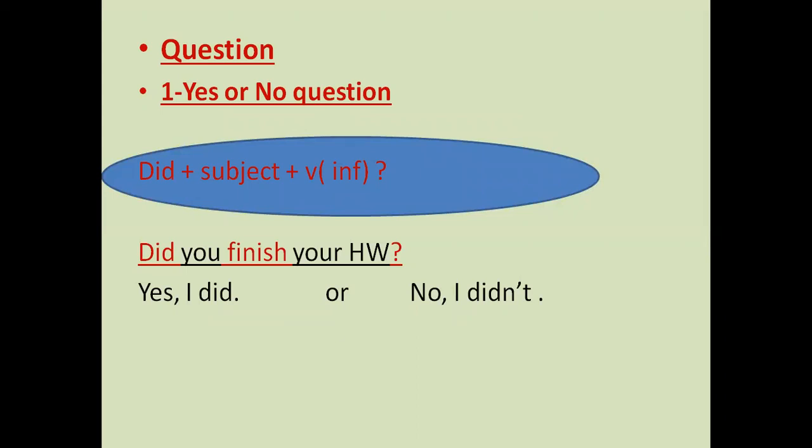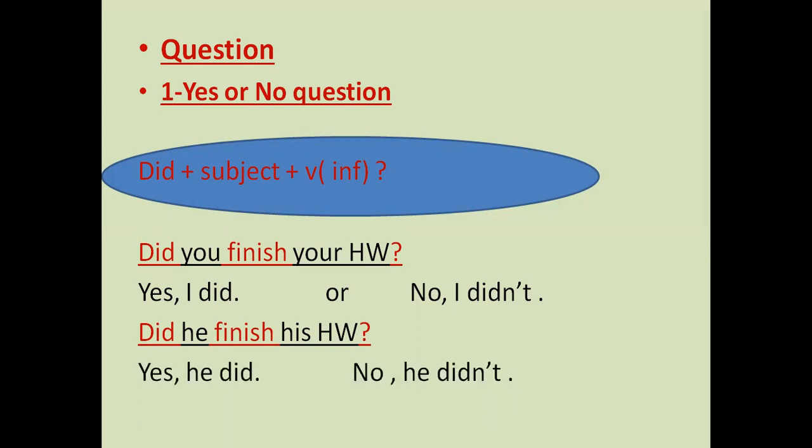When we say yes, we say yes, I did. When we say no, we say no, I didn't. Look at example number 2. Did he finish his homework? Yes, he did, or no, he didn't.